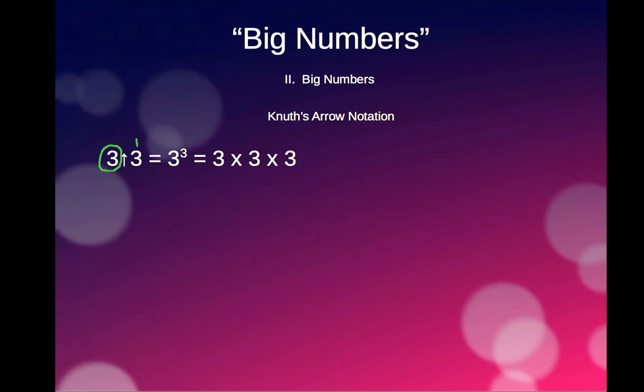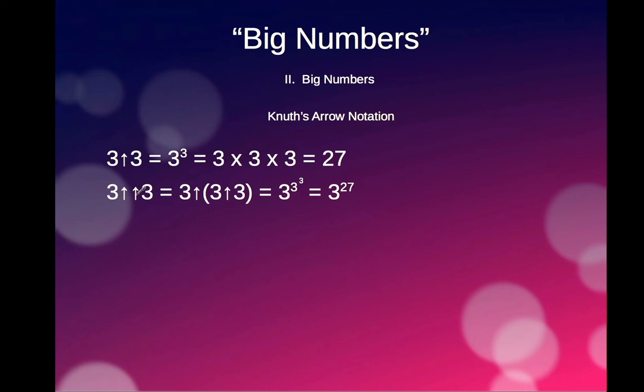I wish we could take a second take, but we can't. So anyway, this guy here is the base and this guy's the power. So 3 arrow 3 means 3 raised to the third power. And the answer, of course, is 27.